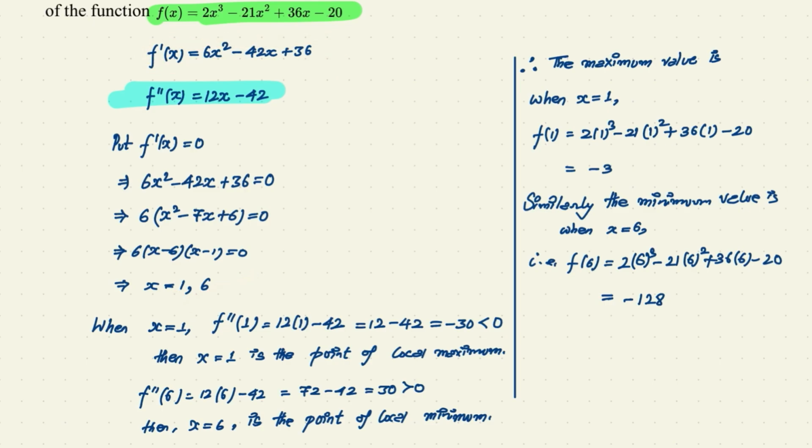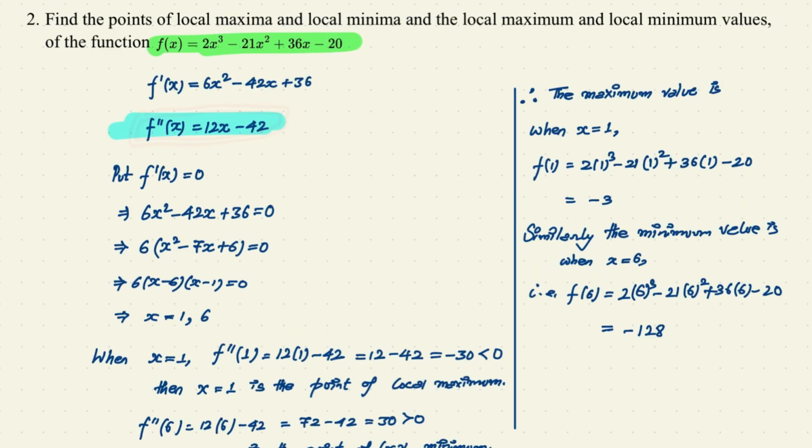Now these critical points we have to put in f double dash of x in order to check whether those points are points of local maxima or local minima. And after confirming which points are local maxima and local minima, we will put those values in the given function, that is f of x, in order to find the values of local maxima and local minima.